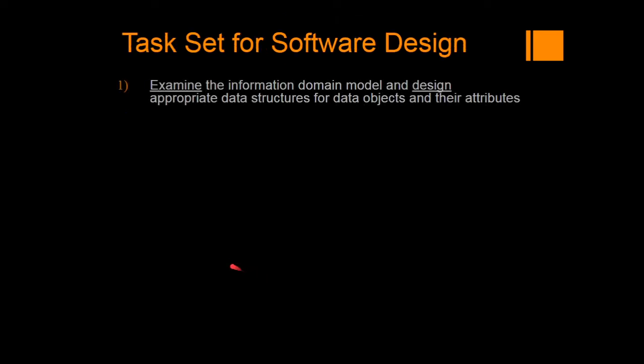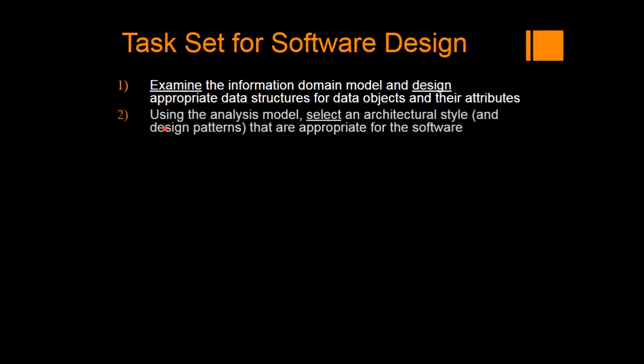And now what are all the tasks in software design? Let us see them one by one. First is examine. What to examine? Examine the information domain model and design appropriate data structures for data objects and their attributes. Every data has some attributes or qualities. They first have to find out the information domain, on what basis we are going to give the variable or the data structure, and then the attributes of each and every data.